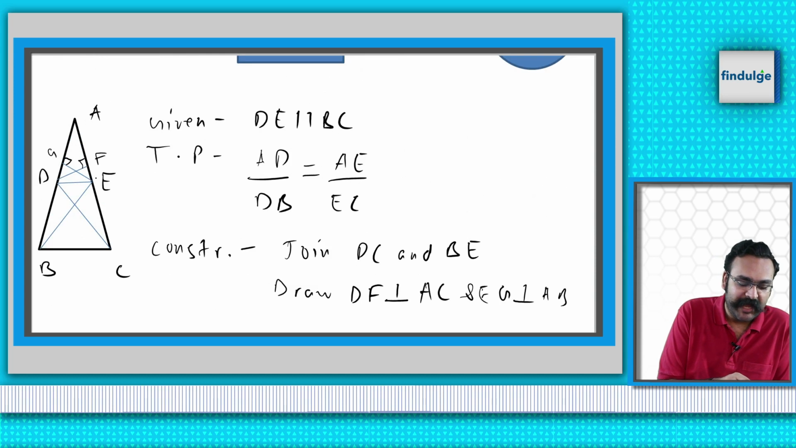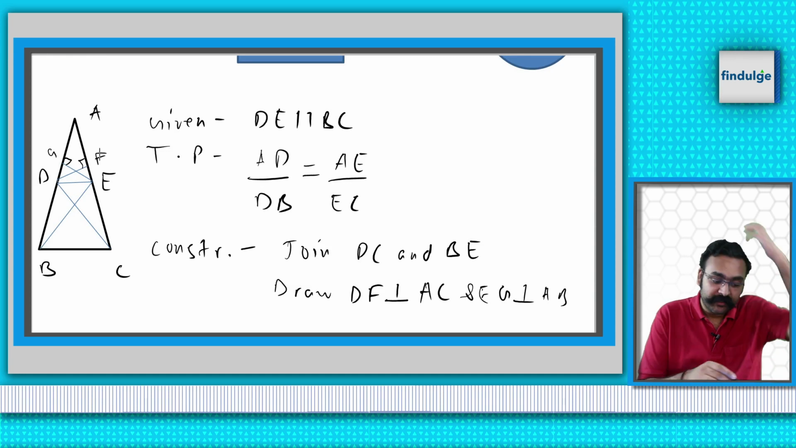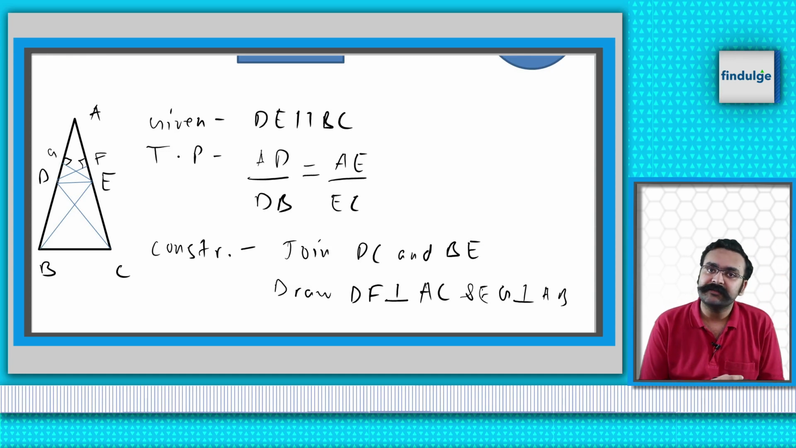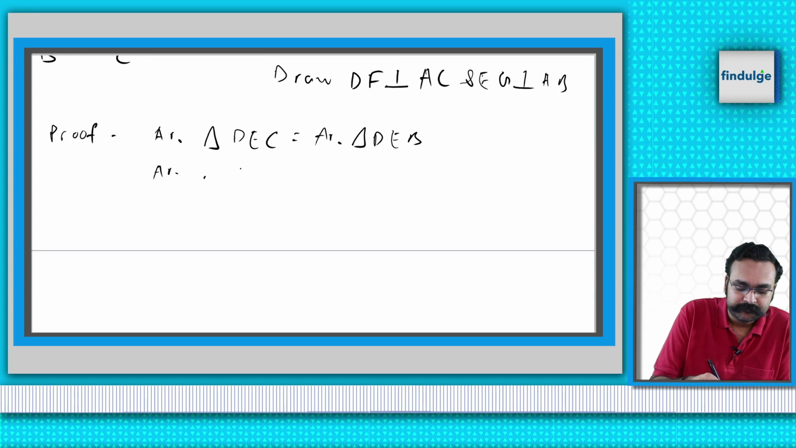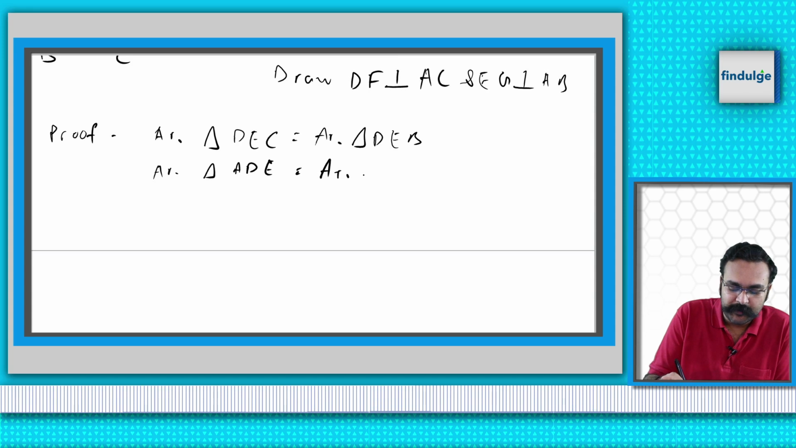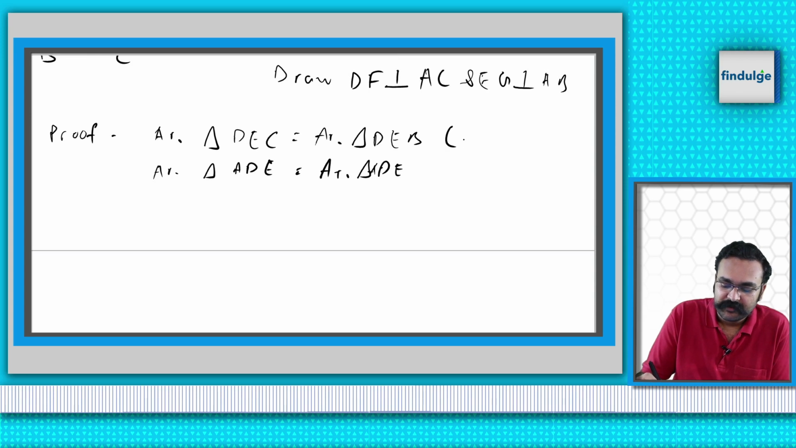That is, area of triangle DEB is equal to area of triangle DEC, because they are triangles between two parallel lines, and we know from last year that means that their area is equal. Similarly, obviously we know that area of triangle ADE is equal to area of triangle ADE, just because it is the same triangle. This is because of triangles between parallel lines, and this is because it's obviously the same triangle.